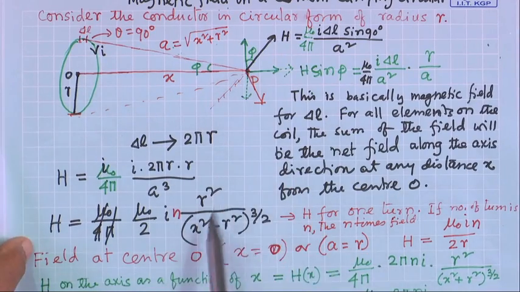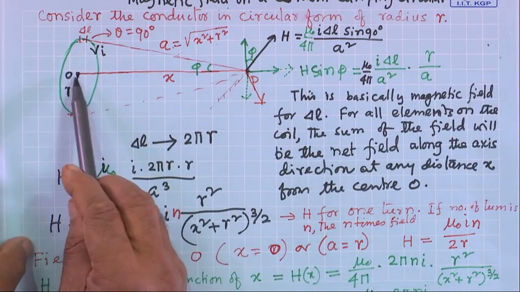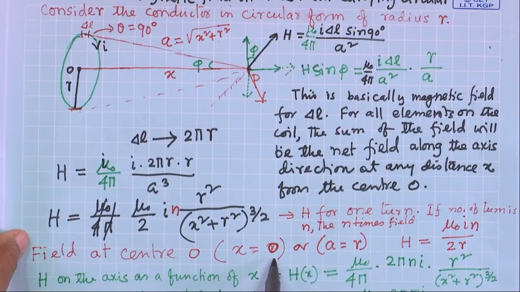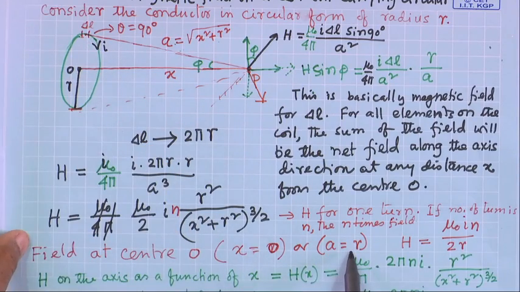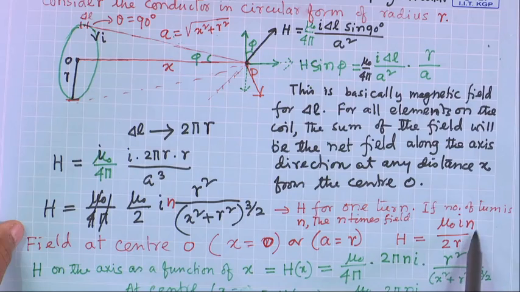Now, if x is 0, that means the magnetic field at the center of the coil. So, if you put x equal to 0, then a will be equal to r. So, x equal to 0 or a equal to r. At this condition H will be mu 0 I n by 2 r. So, this is the magnetic field at the center of the coil. The coil has number of turns n.